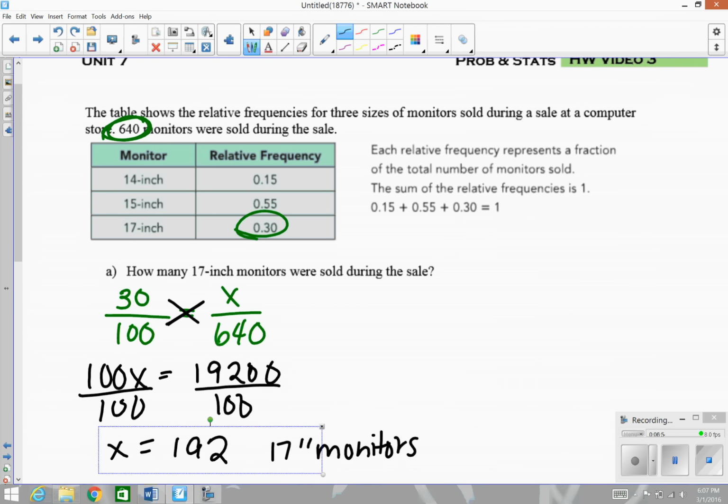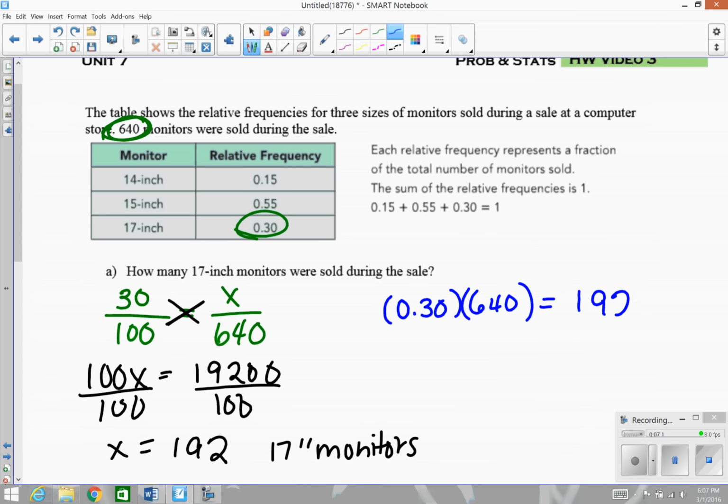Now if the question doesn't specify that you should use a fraction, we can actually take that relative frequency and multiply it by our total, and that will also give you the value you're looking for.